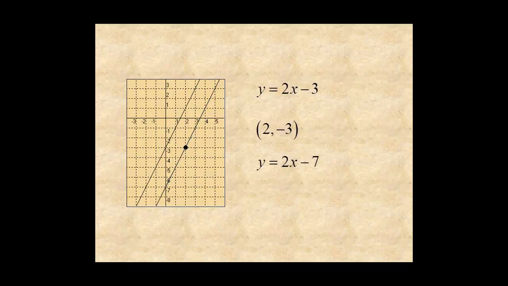So here's the given line y equals 2x minus 3, and the given point 2, -3. The equation of the parallel line is y equals 2x minus 7. And you can see this is correct from the graph, since the y-intercept of the line is -7 on the y-axis.